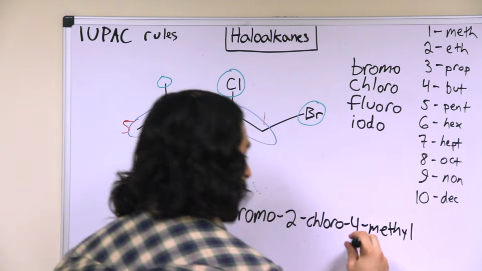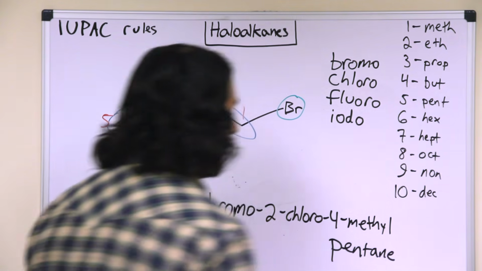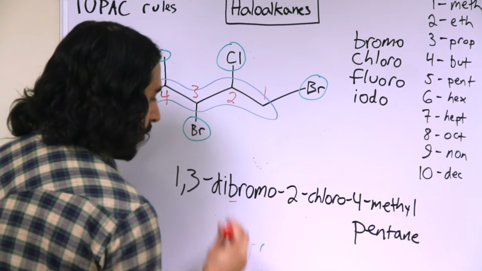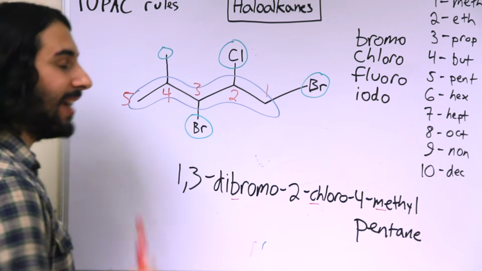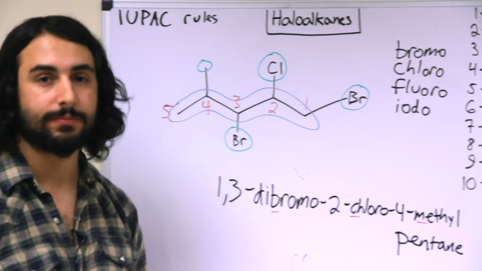And it is a pentane. So once again, alphabeticity dictates that we are going to have bromine before chlorine before methyl. And bear in mind that the prefix di is not taken into account for alphabeticity.